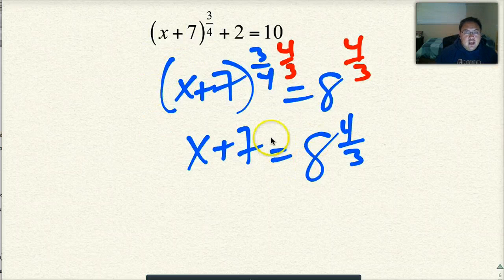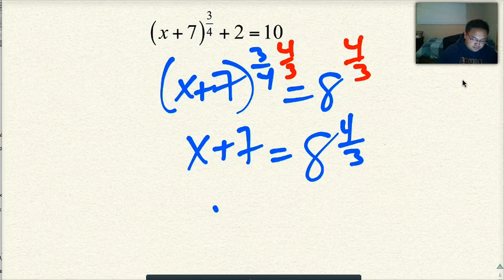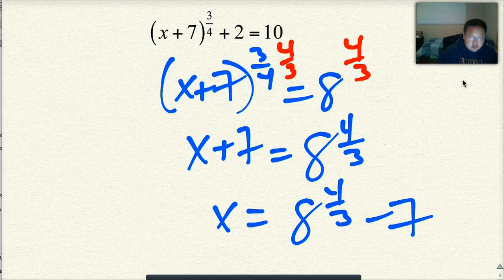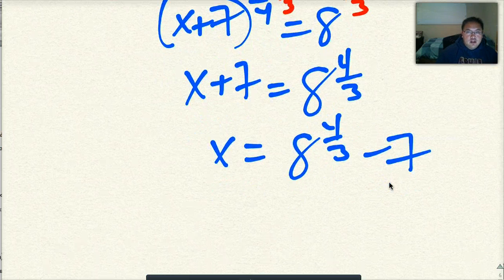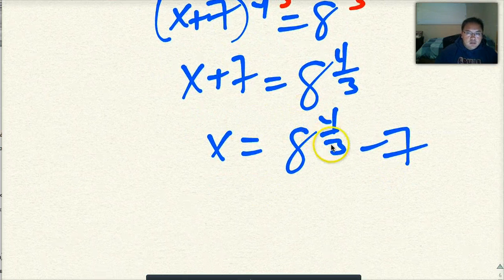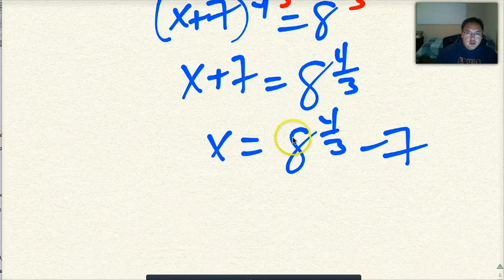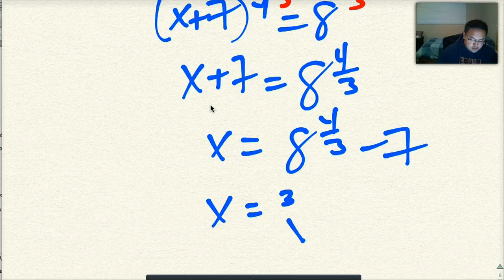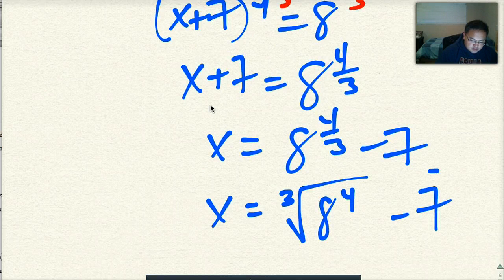Okay. And now, to get x by itself, I subtract both sides by 7. Like so. And to make it neater, I need to put this in radical form. I have a 3 on the bottom, so that'll go in the front of my radical. So the answer is 3, or the cube root of 8 to the 4th power, and that's minus 7.